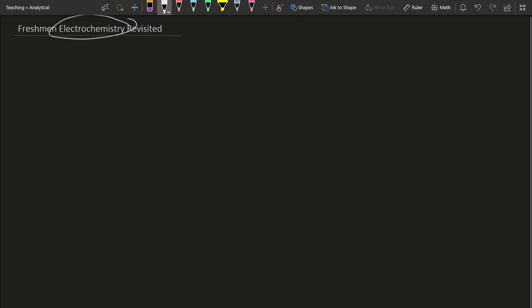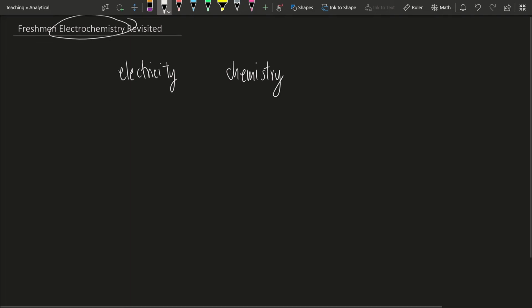So first, let's talk about what is electrochemistry. You can see that electrochemistry is constructed from two words, right? Electricity and chemistry. So, electrochemistry is actually a discipline of chemistry that studies the relationship between electricity and chemistry, or we can call it the relationship between chemical changes and electricity.